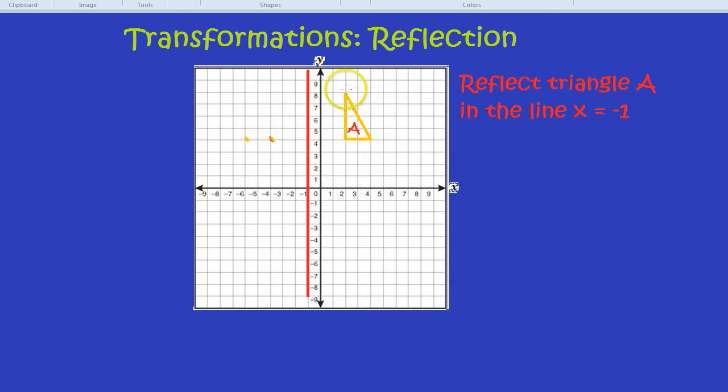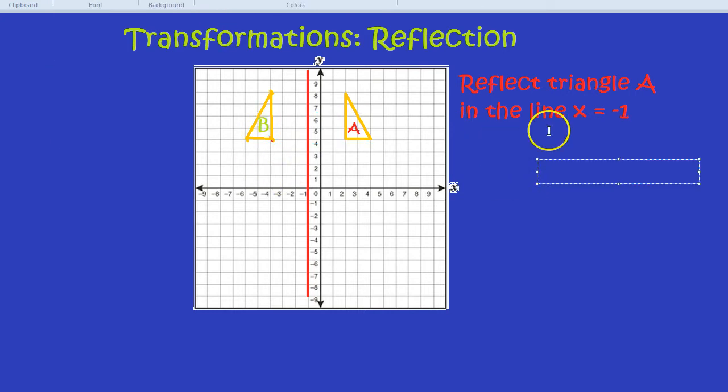Let's do our final point up here in the top left hand corner. It's 1, 2, 3 away from our line. So we go 1, 2, 3 in the other direction. And that's our shape, reflected in the line x equals -1. And often they'll say something like, label your new triangle B or C. So don't forget to do that. You don't want to lose marks just because you've forgotten to label your triangle.